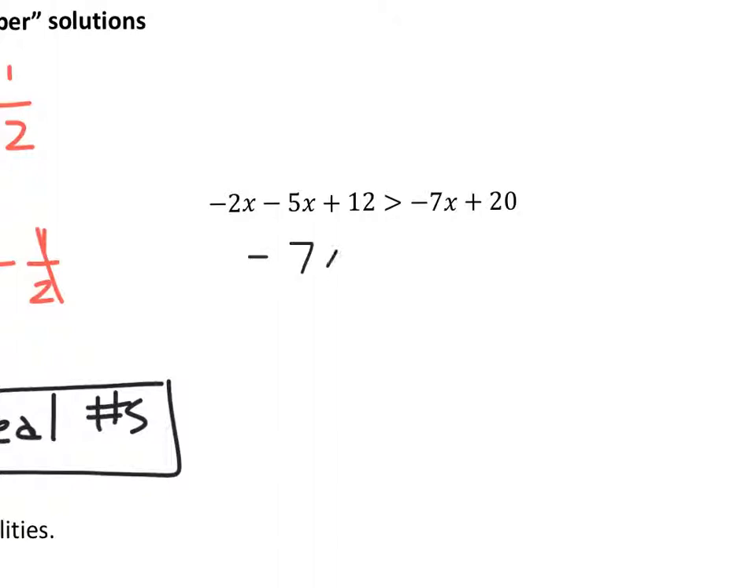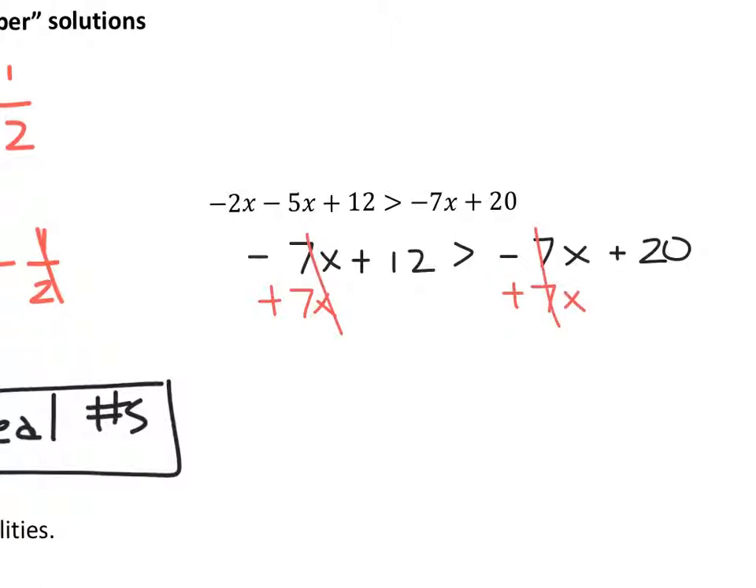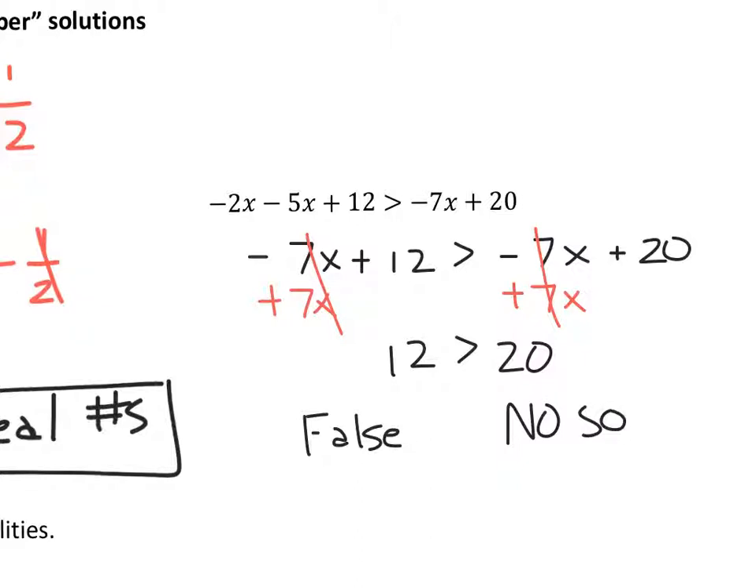So I have negative 7x plus 12 greater than negative 7x plus 20. So I'm going to add 7x to each side. So I have 12 is greater than 20. So 12 is not greater than 20. This is a false statement, so if the statement is false, the solution is going to be no solution. So no matter what you plug in for x, you're not going to get a true statement. So there's no number for x, no real number that you could plug in and have it work.